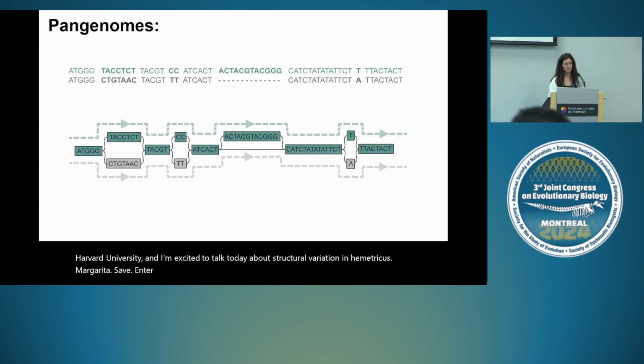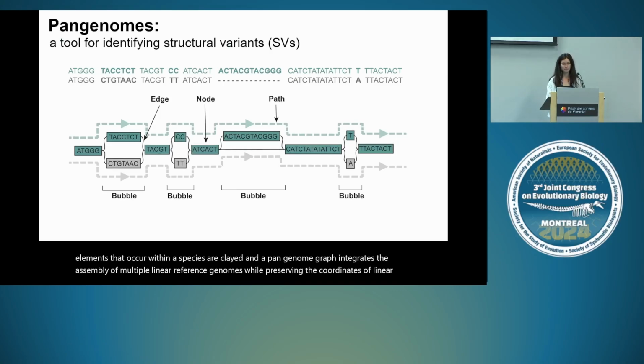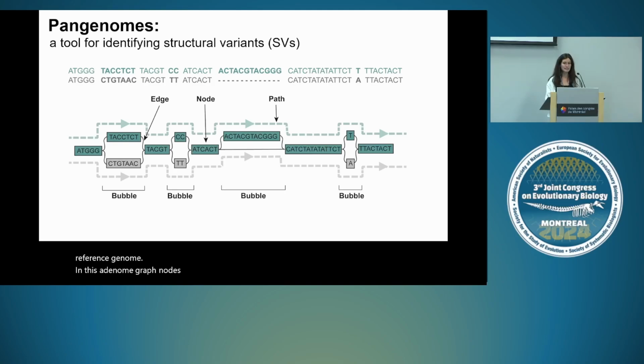So a pangenome is a collection of the complete set of genomic elements that occur within a species or clade, and a pangenome graph integrates the assembly of multiple linear reference genomes while preserving the coordinates of a linear reference genome. In this pangenome graph, nodes are oriented DNA segments, edges show the connectivity relationships between these nodes, and we use bubbles to characterize variants for the different individual haplotypes, which are represented by the dotted path lines. And they're really powerful tools for identifying many different types of structural variants.